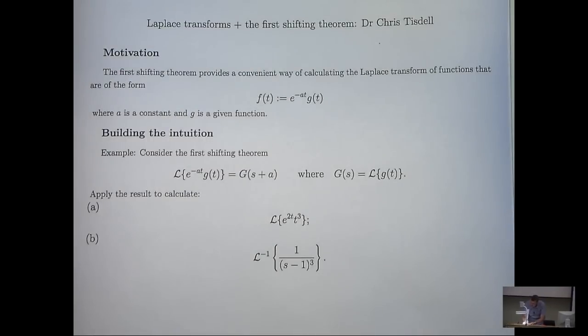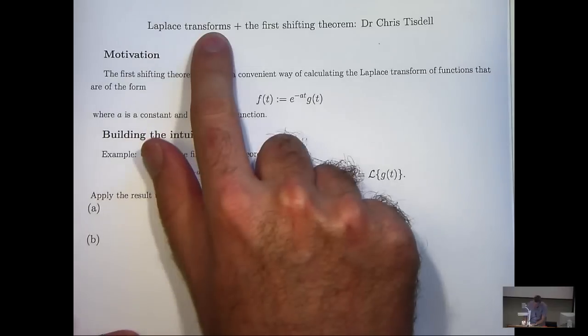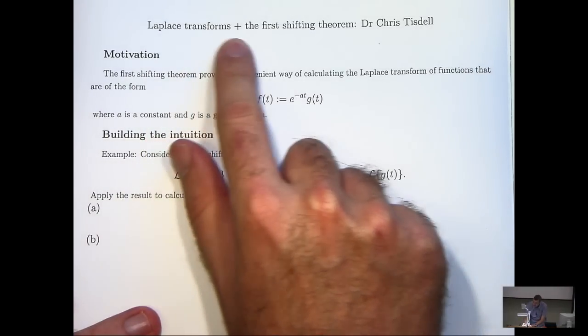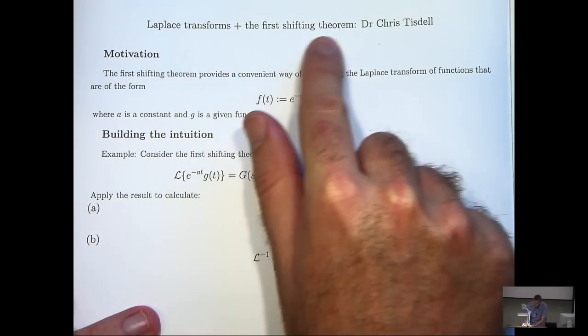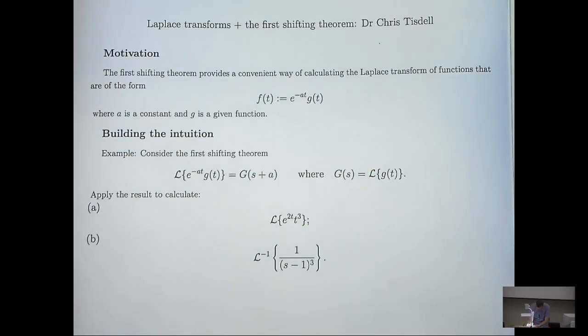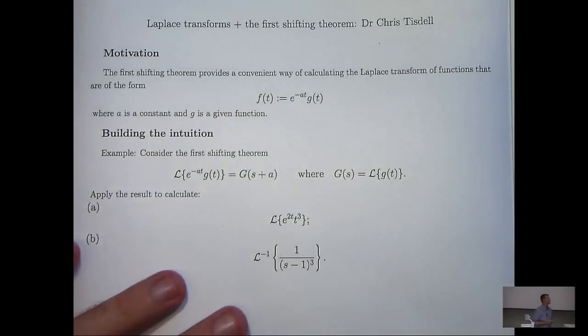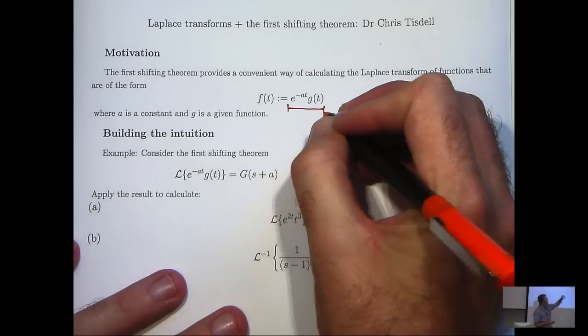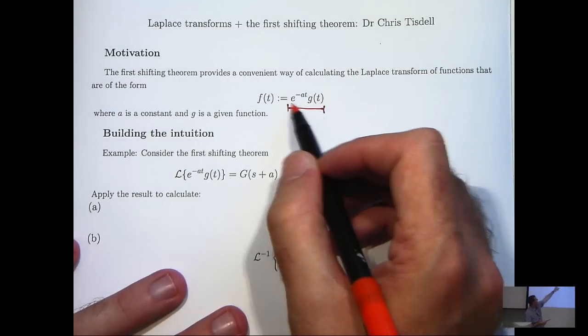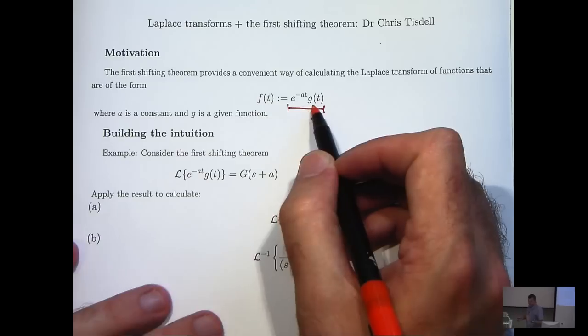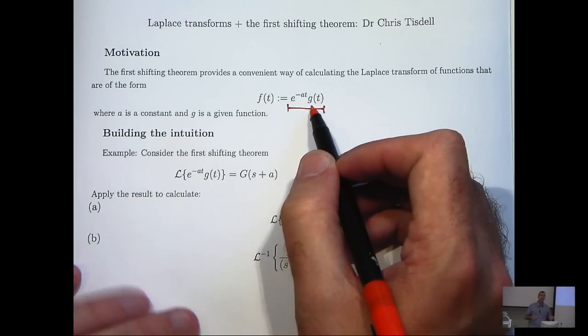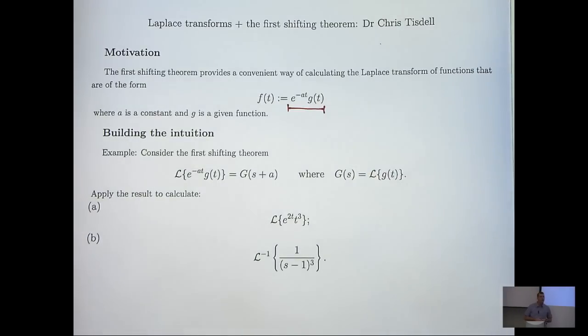Hi again everyone. In this video we're going to continue our look at Laplace transforms, and in particular we're going to discuss the first shifting theorem. The first shifting theorem provides a means of calculating the Laplace transform of functions of the following type: an exponential function multiplied by another function of t, which we'll denote by little g of t.